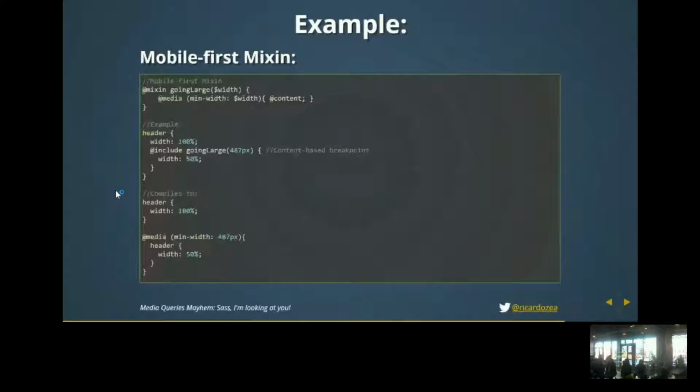So here it is again, a little bit more expanded example. We have the mixin here. This is going to be mobile first. Then this is our example. We have the header. In small screens, it's going to be width 100, but at 487 pixels, it's going to turn into 50%. That's all we need to do. That compiles to this: header with width 100, and at 487 pixels, it turns 50%. Now that makes much more sense than everything else.